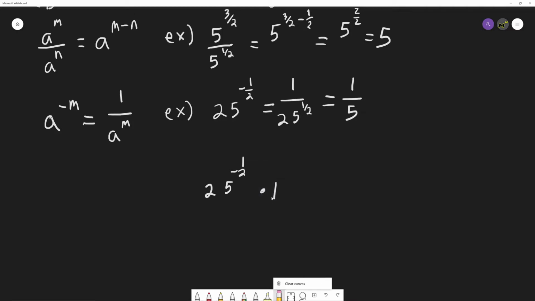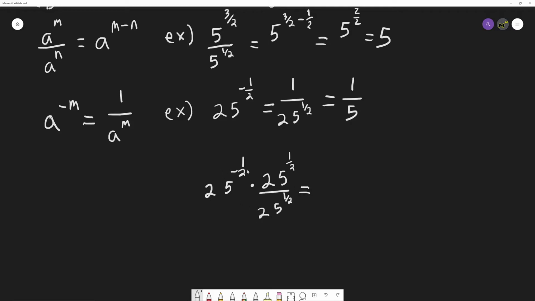I'm going to change what my 1 looks like though. Instead of having this times 1, I'm going to make my number 1 look like this: 25 to the half power over 25 to the half power. And this is still the number 1 because we have the exact same value on top as we do on the bottom. Numerator and denominator are the exact same, so that's going to be the number 1. I'm not changing the value here.